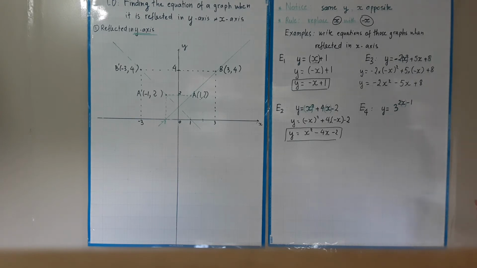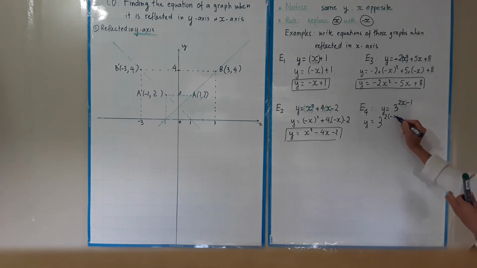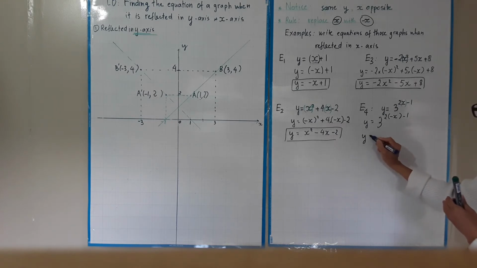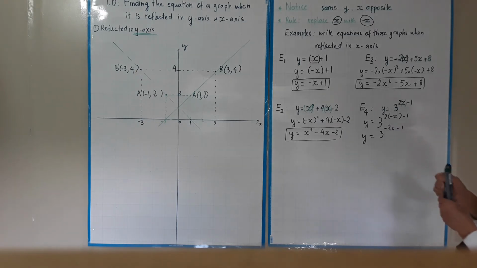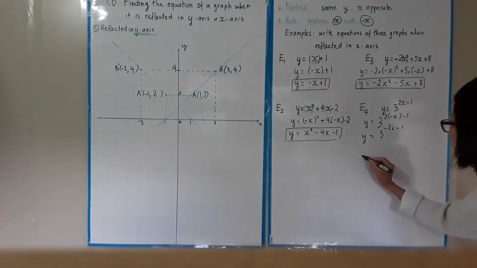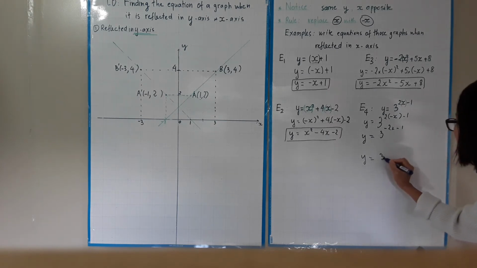And you write it again. y equals, squared up, 3 times 2 and x will become negative x. And then take away 2. Then simplify it, we have y equals 3 negative 2x, take away 1. And it is our answer. I will write here again so you can see it clearly.